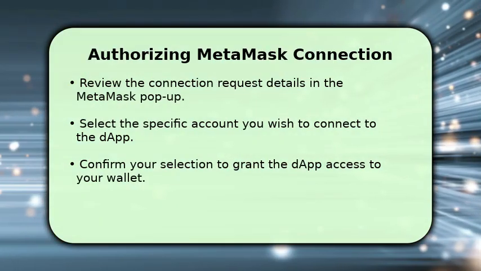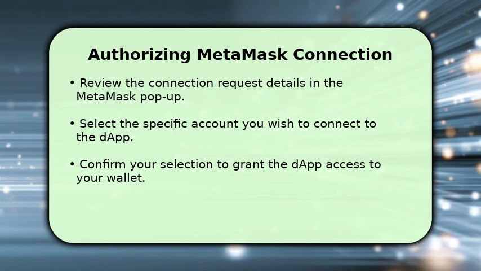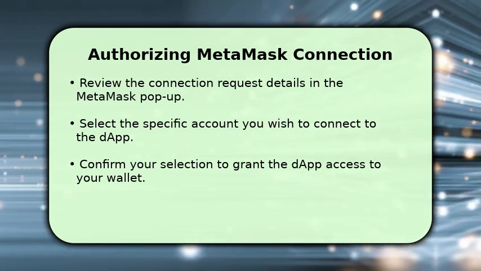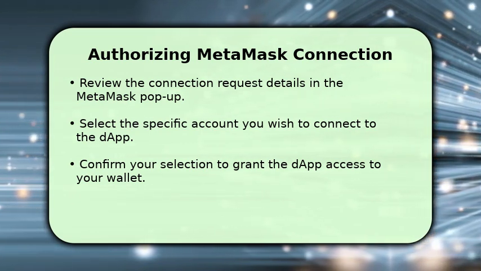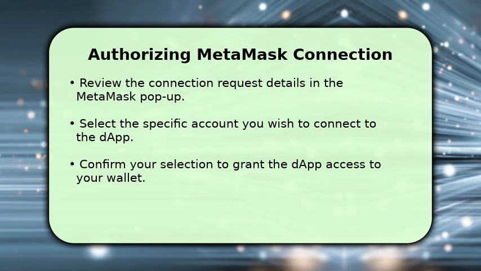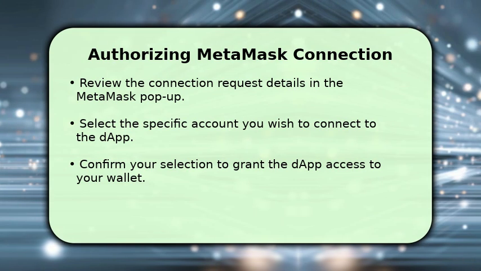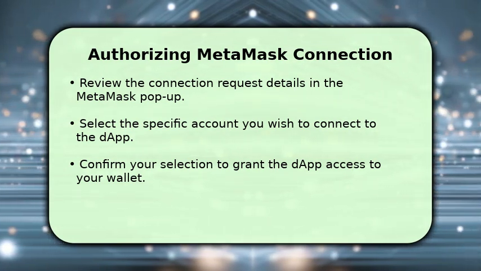In the MetaMask pop-up, carefully review the details of the connection request. You will see which dApp is requesting access and which of your accounts it wants to connect. Select the specific account you intend to use for this interaction. After confirming your choice, click Next and then Connect to authorize the connection. Your wallet is now linked to the dApp, ready for transactions.